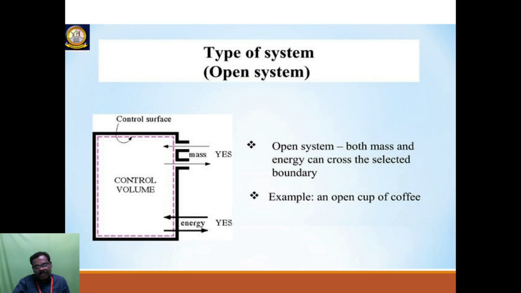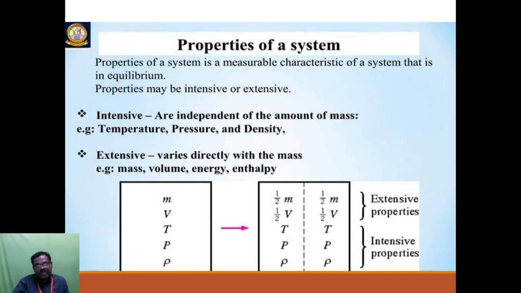What are the three types of system? The first one is closed system, open system, isolated system. Okay. Then you should know what is the property of a system.